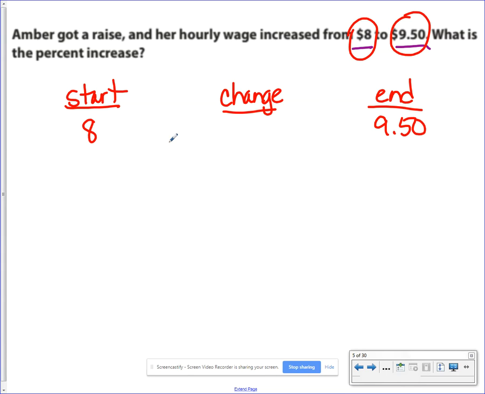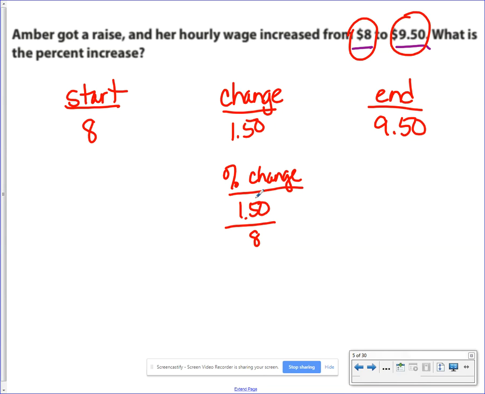We have to figure out how much did it change. Well, I can tell the amount, how much it changed from 8 to 9.50. That went up $1.50. Okay, so that's the amount. If I'm asking you what is the percent that it changed, then we need to take that $1.50 and compare that to the starting amount, which was $8. All right, smarty pants, grab that calculator because I definitely don't want to do that division by hand.